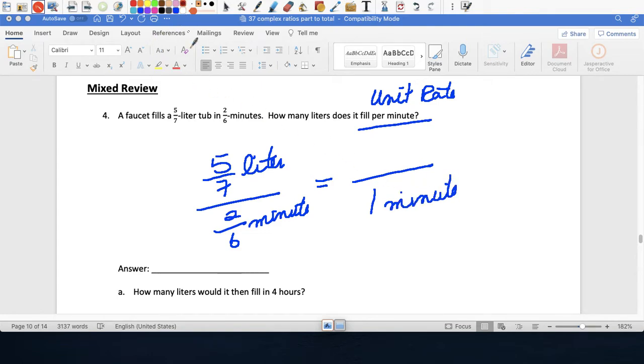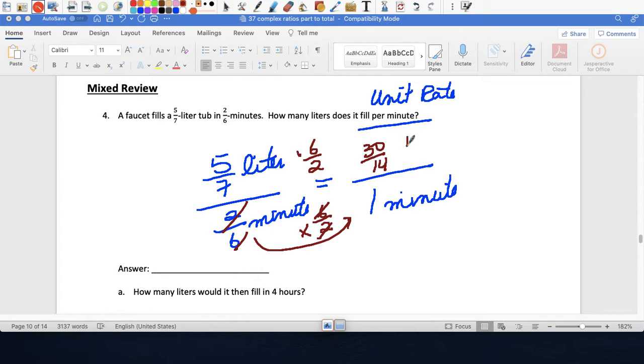Remember what we did the other day. How do we get from this to become a minute? Multiply it by the reciprocal, 6/2. Multiply this by 6/2. This and this and this and this all simplifies to 1. And over here, 5 times 6 is 30. 7 times 2 is 14.